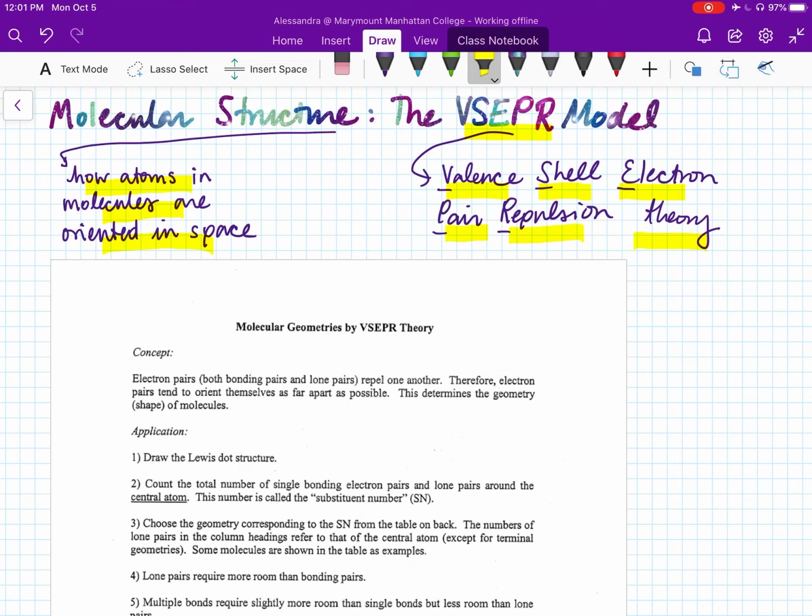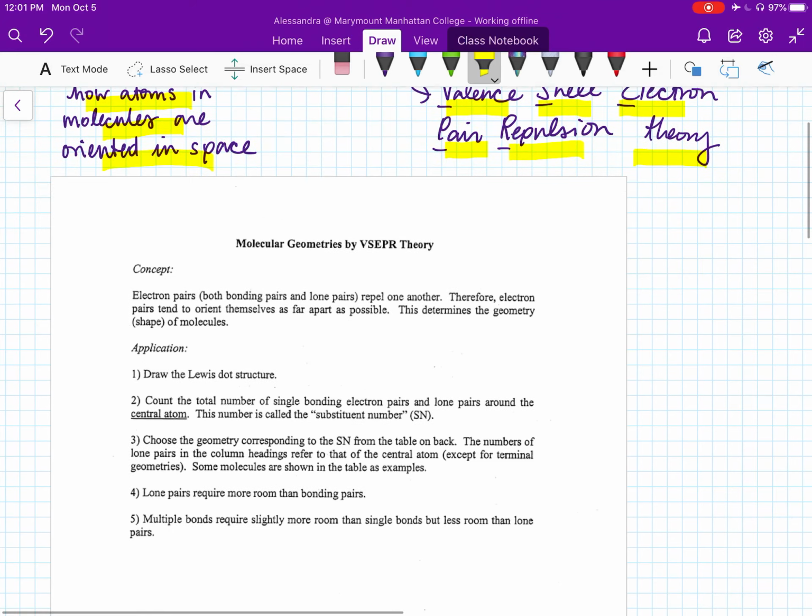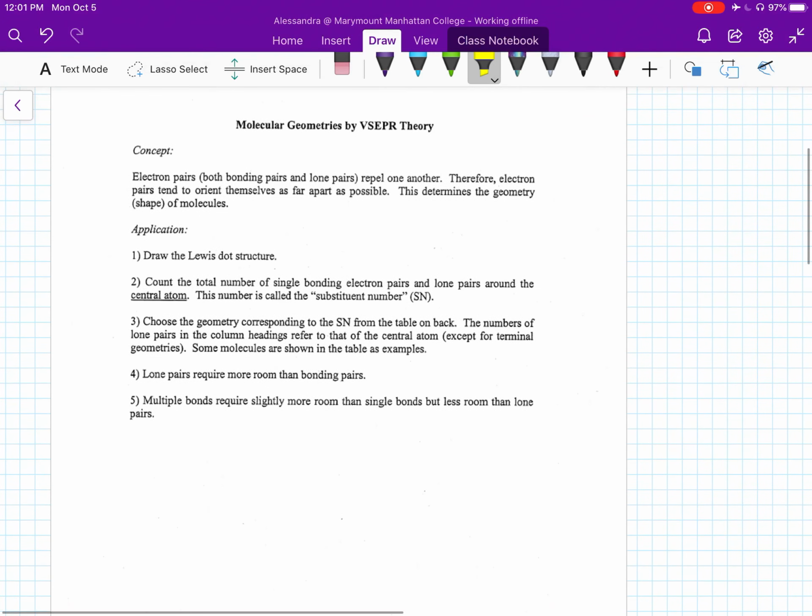It's based on a very simple principle that electrons, being negatively charged, repel each other. And since they repel each other, they want to be as far apart from each other as they can be in 3 dimensional space. This applies whether those electrons are involved in bonds or whether they are in lone pairs, non-bonding electrons. So I have given you a handout on how to determine molecular geometries by VSEPR theory.